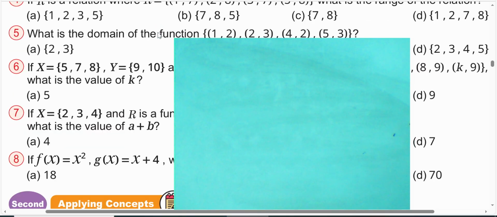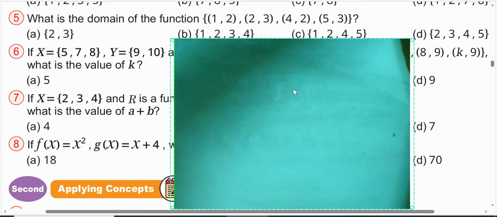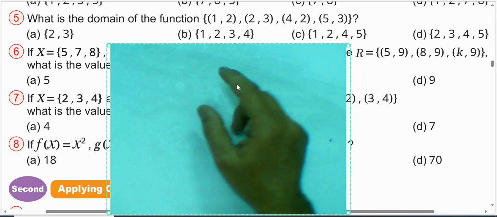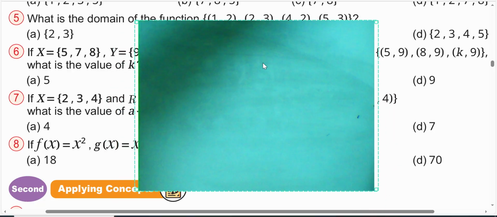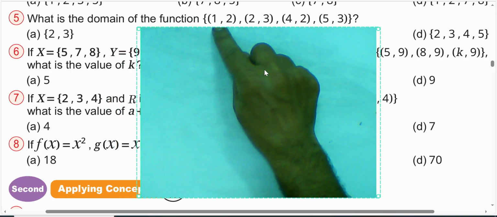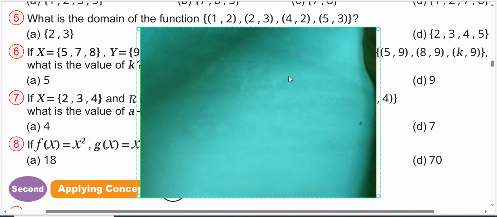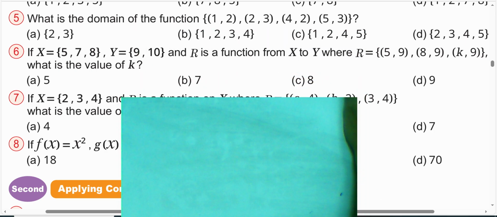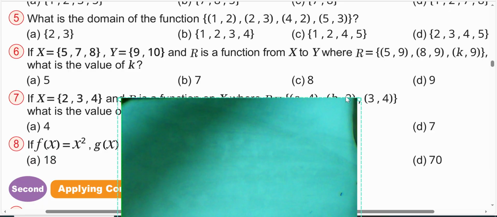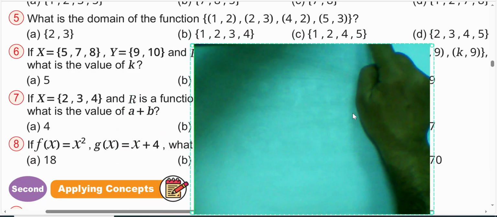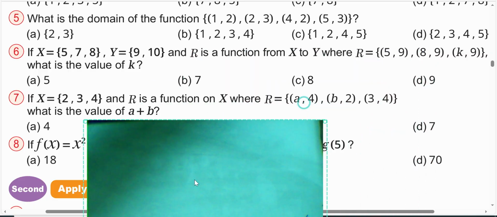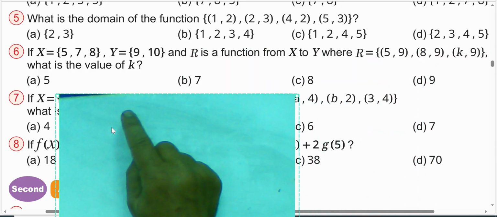Next question. What is the domain of the function here? We want to find the domain. The domain will be the first projection. First projection: 1, 2, 4, 5. Choose letter C. The answer will be letter C, okay? 1, 2, 4 and 5. Choose letter C.